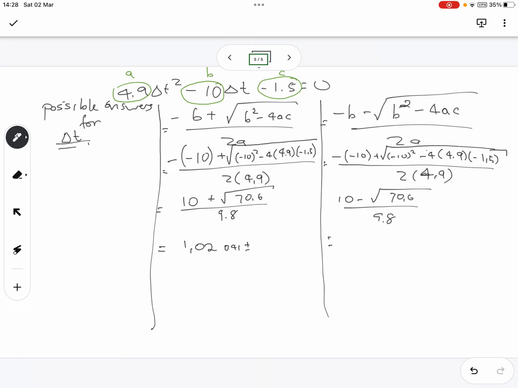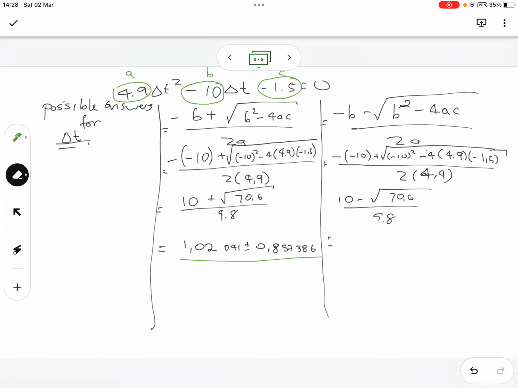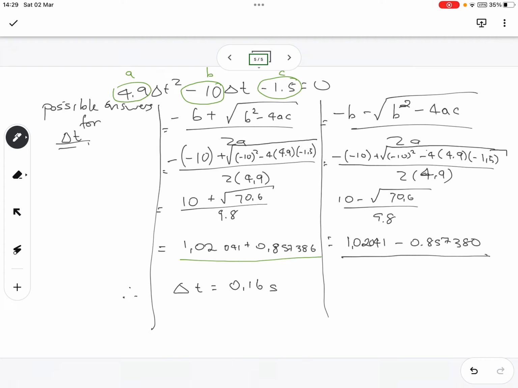Then this should give us 1.02041 plus or minus 0.857386. And this part here is especially important because the plus or minus just simply shows us that we can have 1.02041 plus 0.857386, or we can have 1.02 minus 0.857, and that gives us that delta t is 0.16 seconds, or delta t is 1.88 seconds.